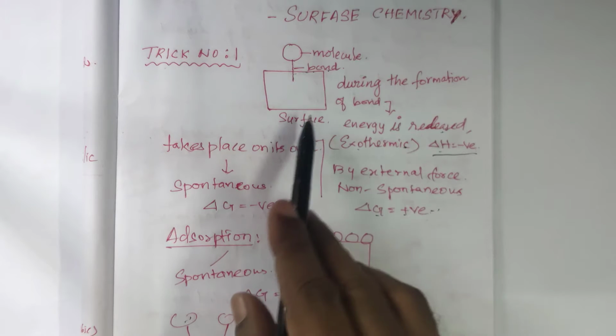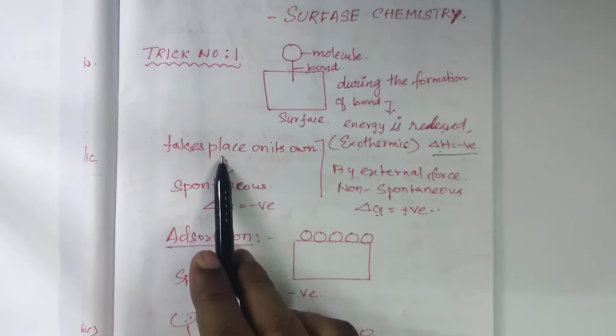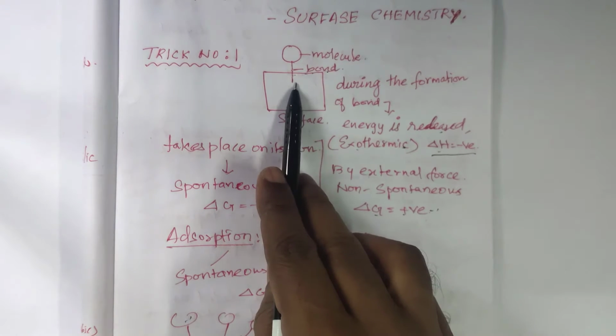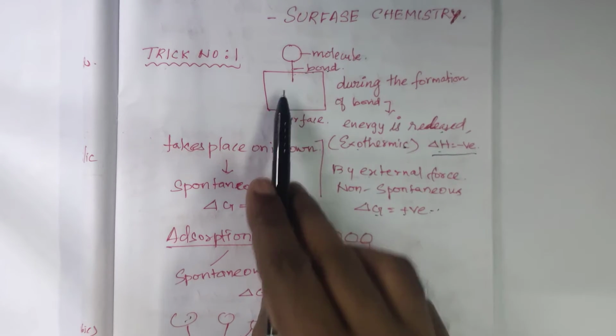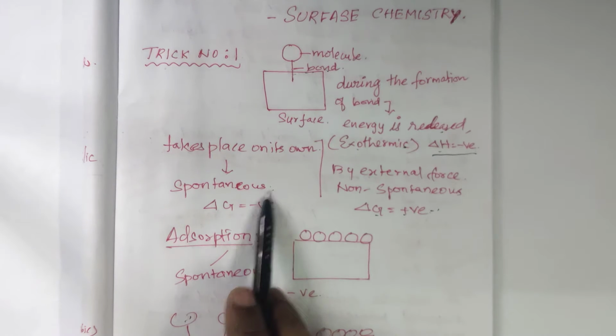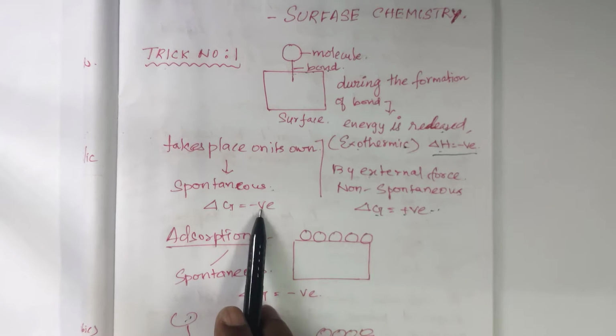Then this bond takes place on its own. Therefore, this process, the adsorption process, is spontaneous. Therefore, the delta G value is negative.